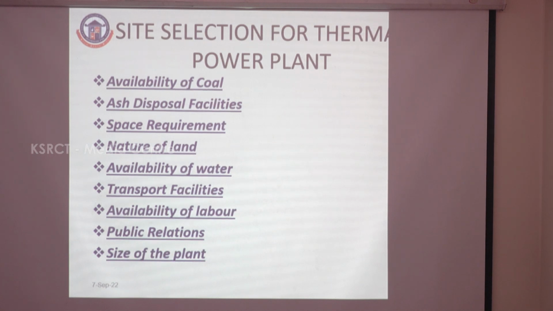For example, for a thermal or steam power plant, 650 acres are needed per megawatt of power plant. The acres needed is 650 acres.